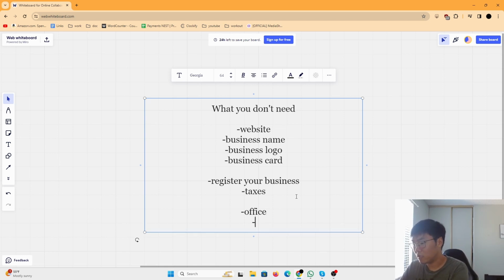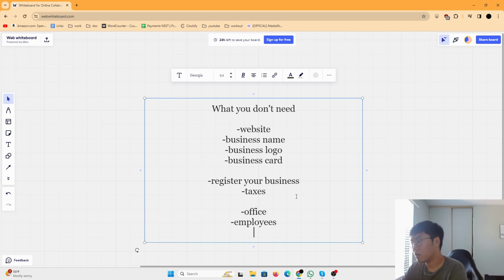Next, I guess, employees. You don't need employees. Now, when you're starting an agency, you do hire freelancers and contractors. I think they're different from employees, and I can talk about that. But I think employees and contractors are different. But yeah, you don't need an employee. You don't need an office. You don't need some sort of business degree.